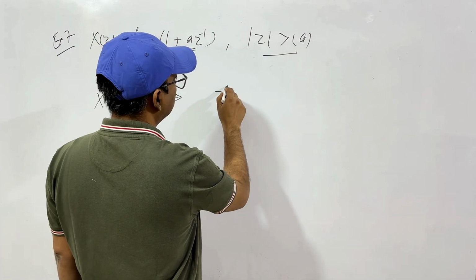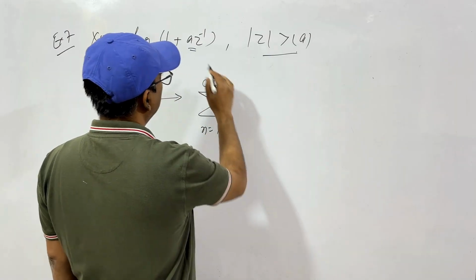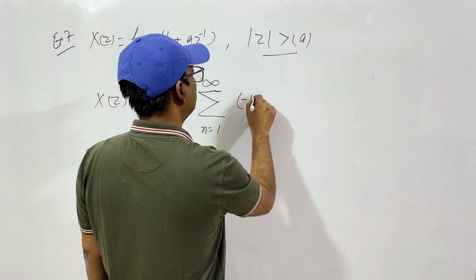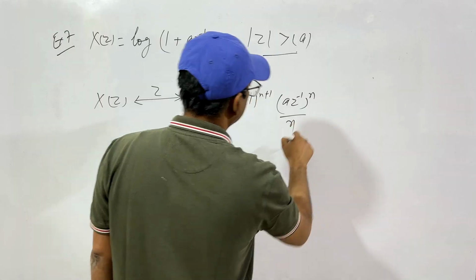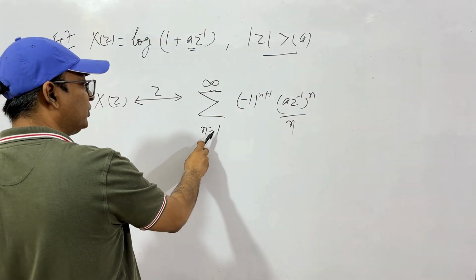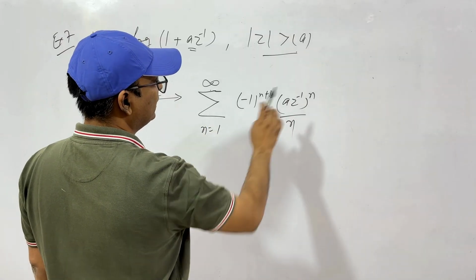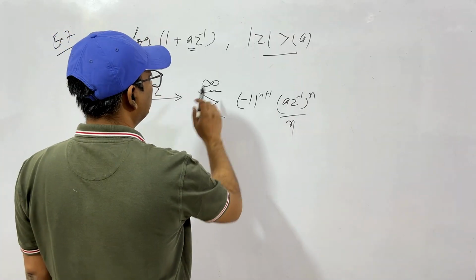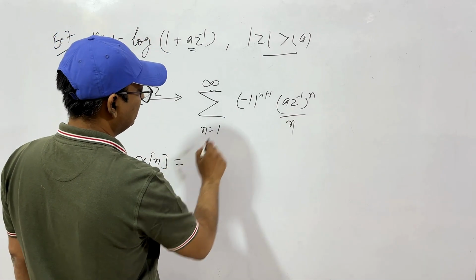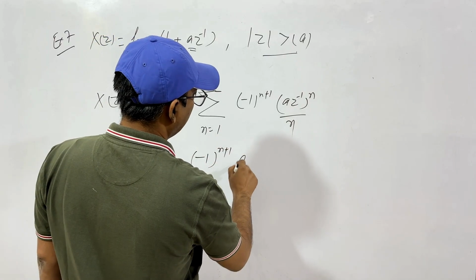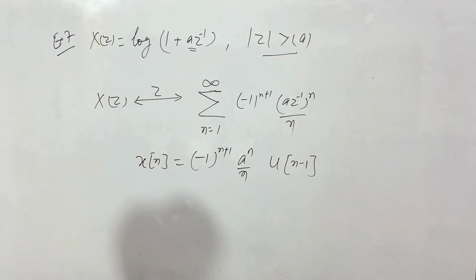So from here we get X(z). This will be the summation of n equal to 1 to infinity. Let me put this first. It will be minus 1 to the power n plus 1, then a z minus 1, this is x to the power n, by n. Now why not from 0? Because if you put n equal to 0, this won't converge. So this has to start from 1, n equal to 1 to infinity. This is the value. So when you are saying this is 1 to infinity, your x[n] will be minus 1 to the power n plus 1, a to the power n by n, and this is n minus 1. Okay.